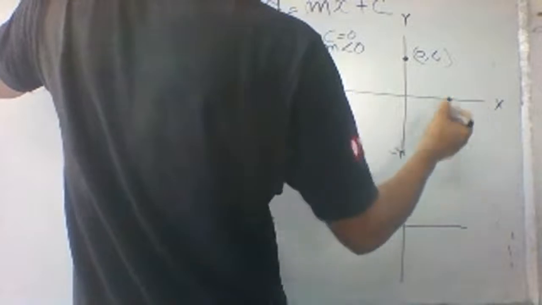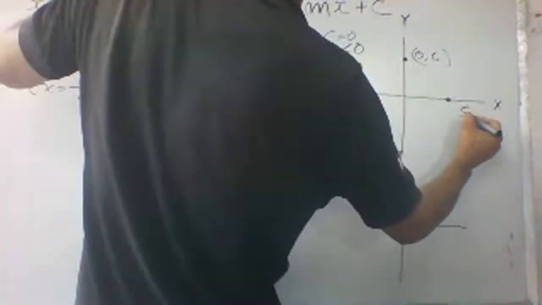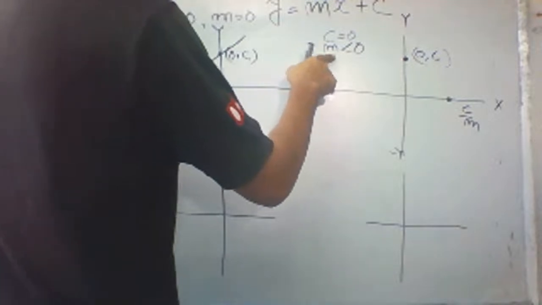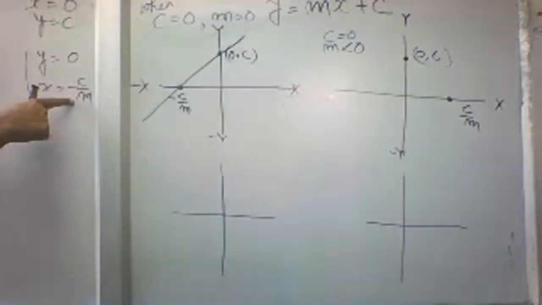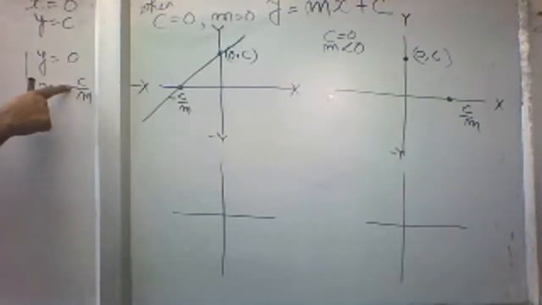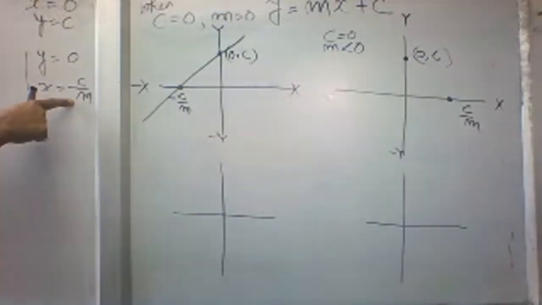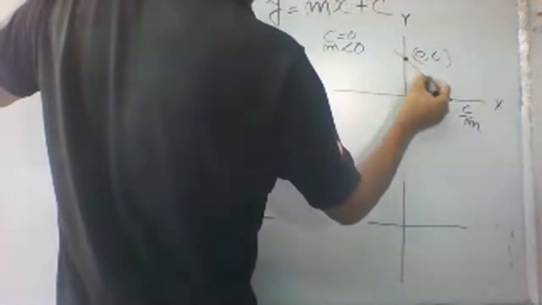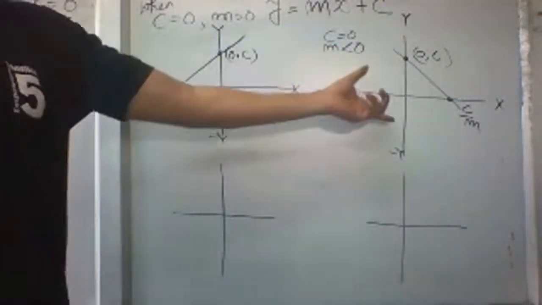Now this is the value 0, c over here. Minus c upon m will be converted to c upon m, because the value of m is less than 0, which means it is minus. Minus minus is plus, and c upon m, so the straight line graph will be formed in the first quadrant. In this condition, this is the second line graph.